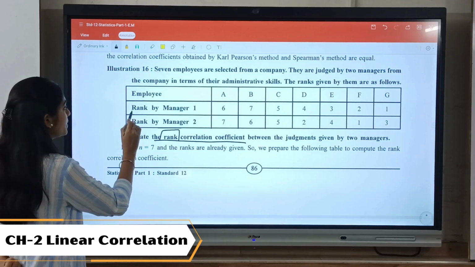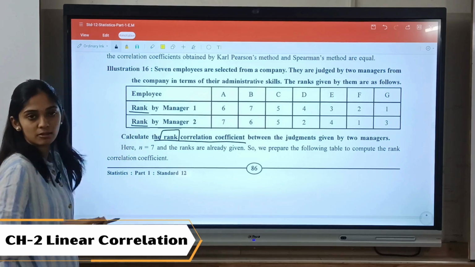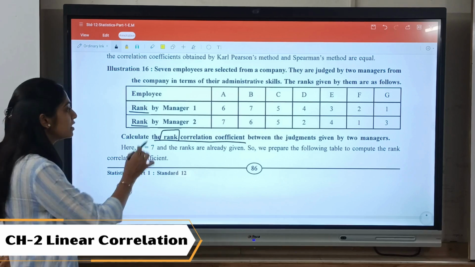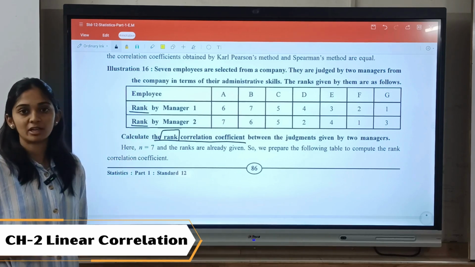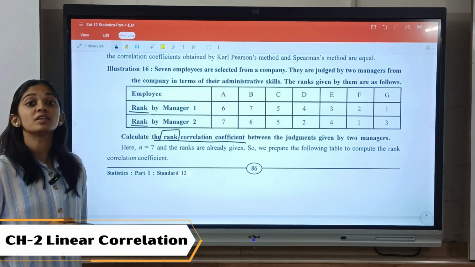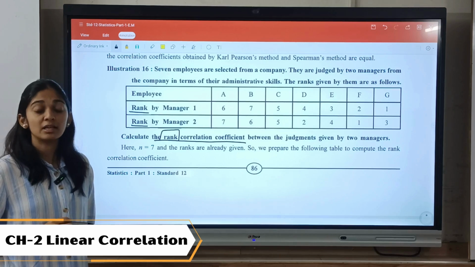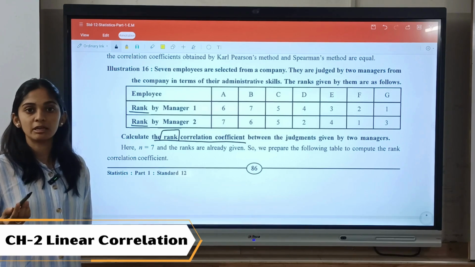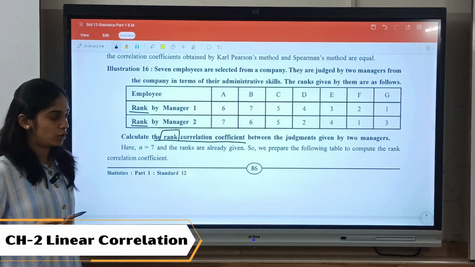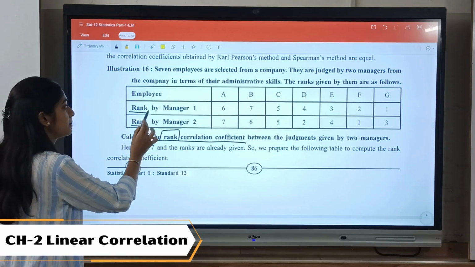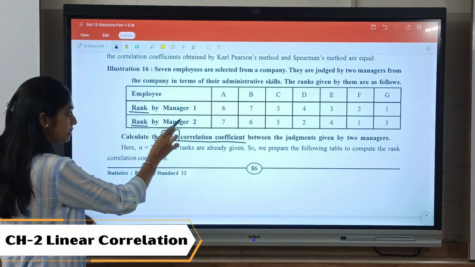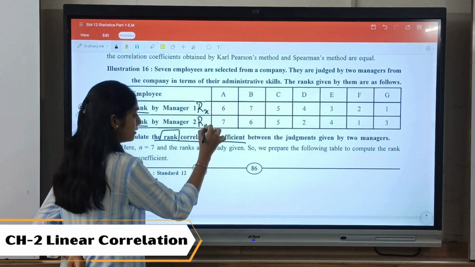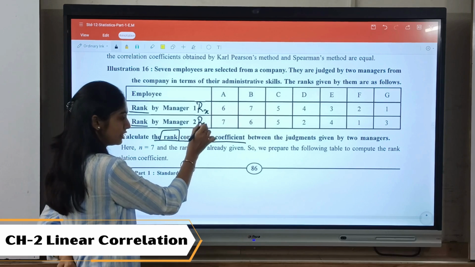Now here, either they will give the rank directly in the question, or they will give the variables. If they are giving the rank directly, then we can just find out the value of D. But if they are giving variables x and y, then we need to assign the rank according to the number. The higher number will be given the first rank and so on. So here they have directly given the rank by manager 1 and rank by manager 2. So this is Rx, this is Ry, rank of variable x, rank of variable y.